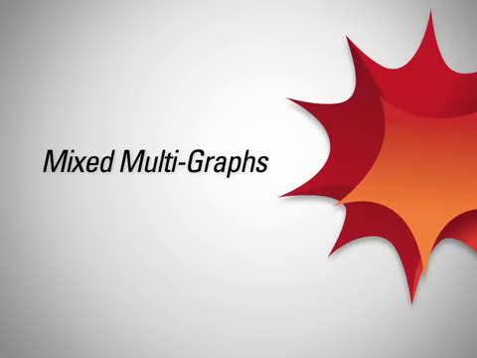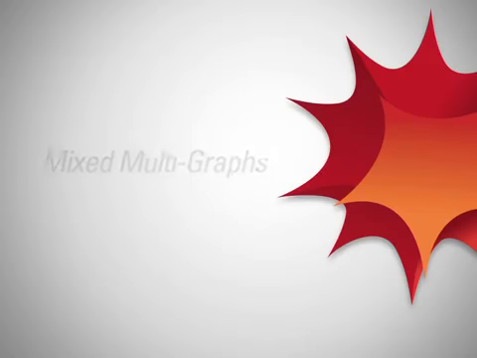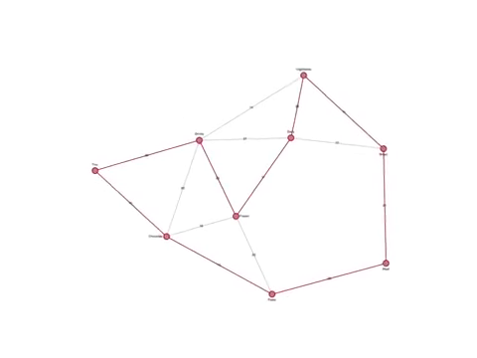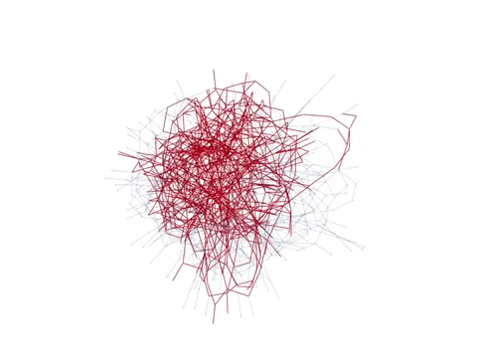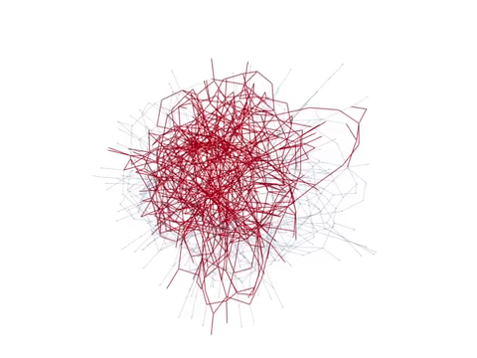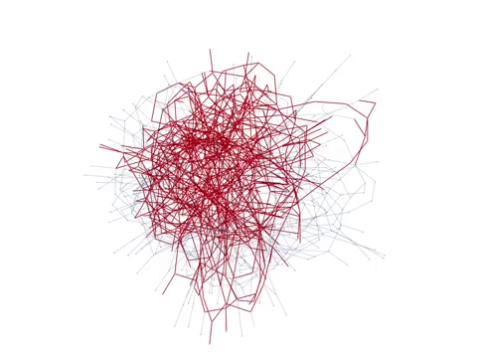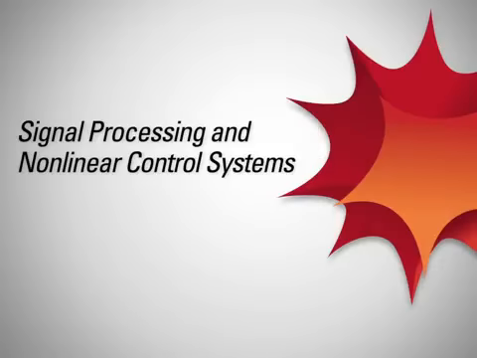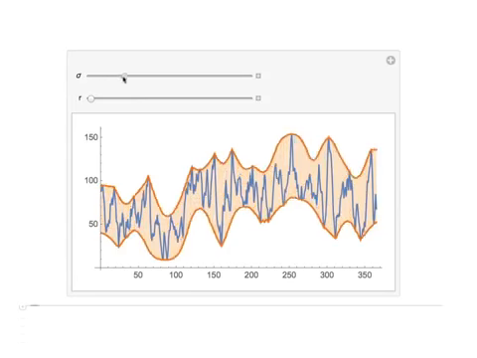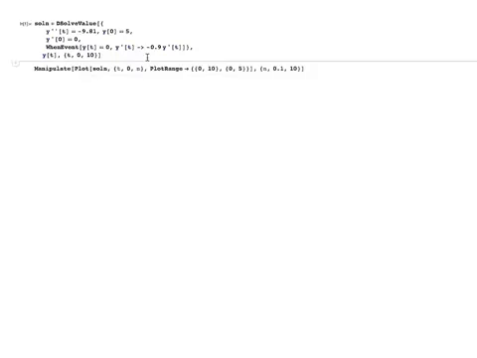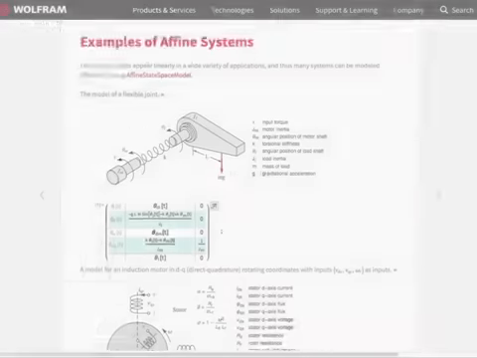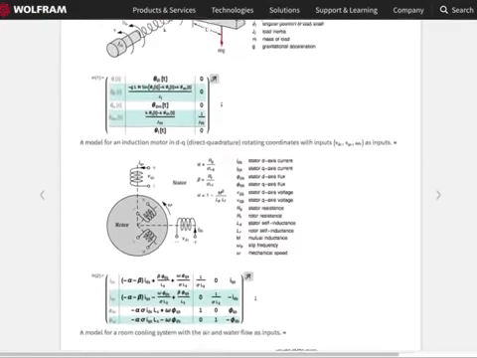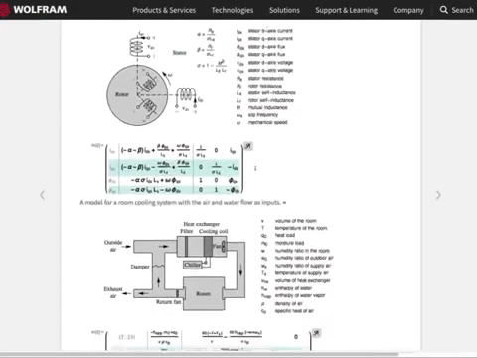Many other key domains of computation have been enhanced. Graph computations have been extended to support mixed multigraphs. New path and tour finding algorithms have been added, making social network analysis or network optimization in transport and communications even easier. Signal processing has been extended with new peak, baseline, and envelope detection. New calculus includes symbolic solutions for event-driven and delay differential equations, and control theory functions now support affine and nonlinear control models.